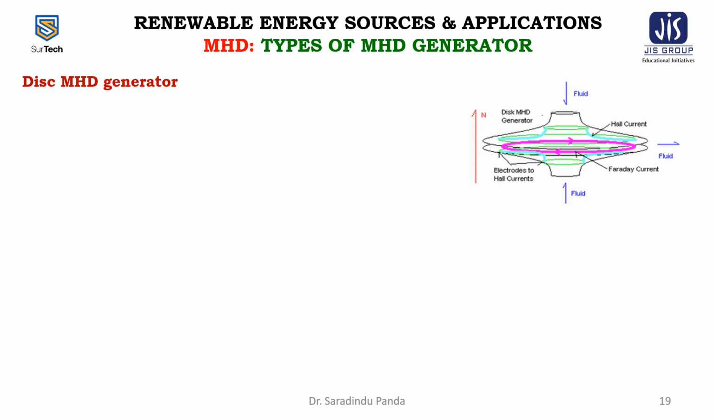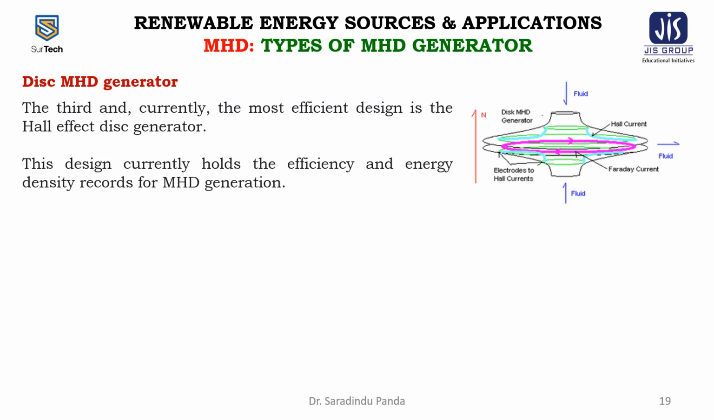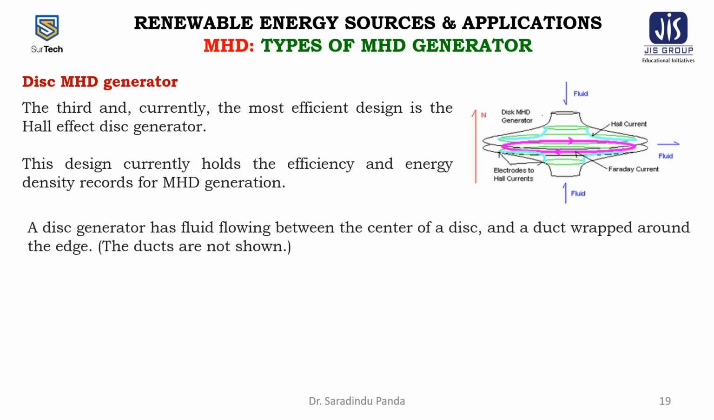The last type of MHD generator is the Disc MHD generator. This is the third and currently the most efficient design, the Hall effect Disc generator. This design currently holds the efficiency and energy density record for MHD generation. The Disc generator has the fluid flowing from the center of the disc, with the duct wrapped around the edge.